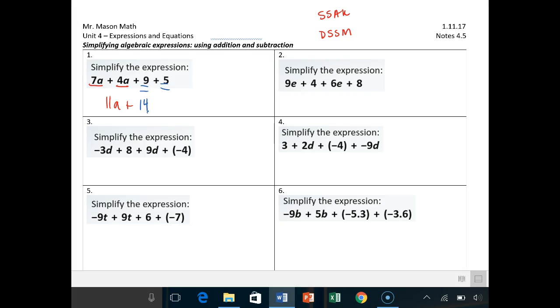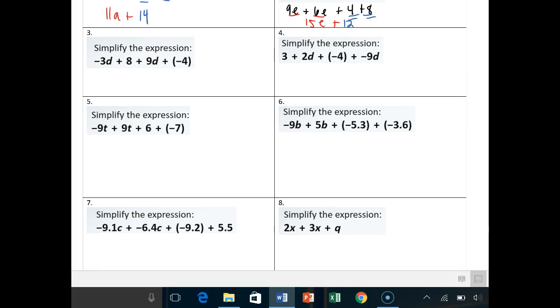Number two, we have 9e plus 4 plus 6e plus 8. First of all, we can rewrite this using the commutative property and put the like terms next to each other. So we can write 9e plus 6e plus 4 plus 8. And now, since we have like terms right next to each other, 9e plus 6e is 15e, plus 4 and 8, that's 12. Okay, so 15e plus 12. Remember, we can't combine this into 27e because this one has a variable of e and this one does not.